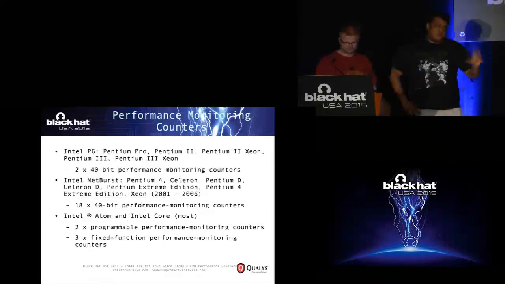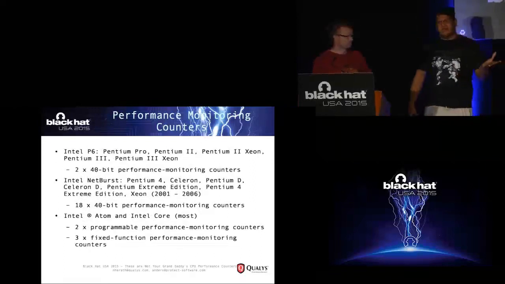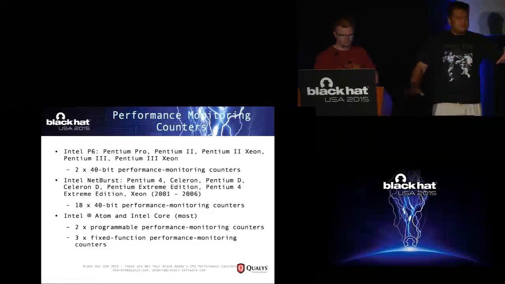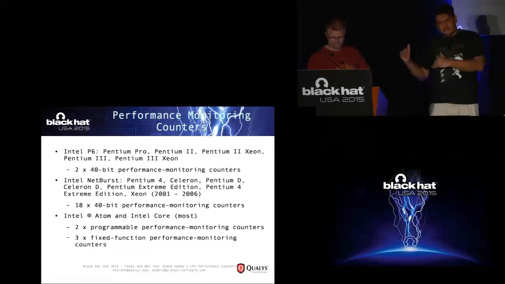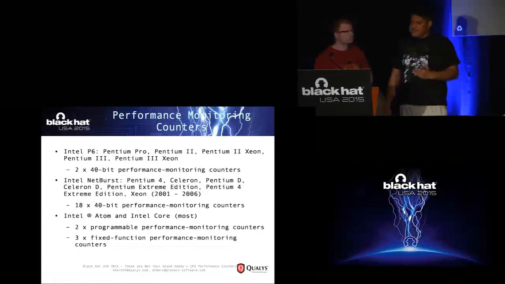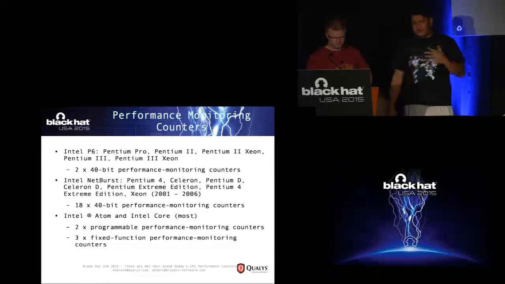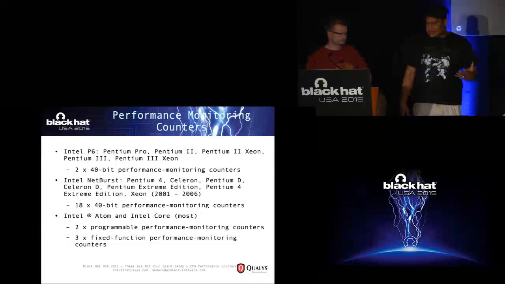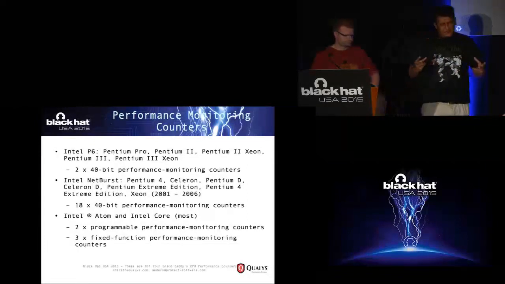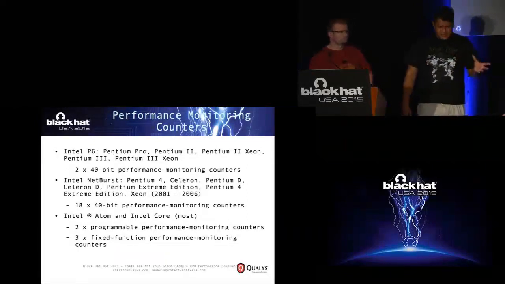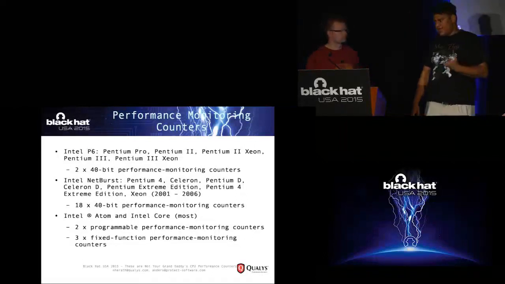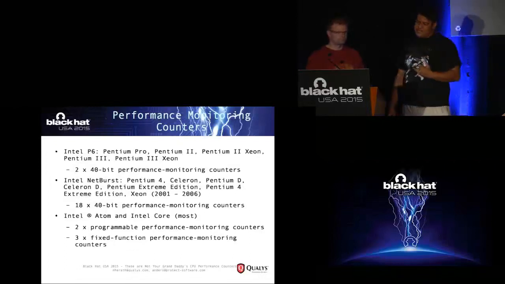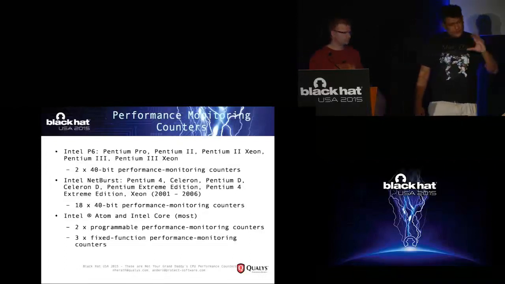And so the evolution from there gets a bit complicated because Intel changed the way these features are implemented, like to what degree these features are implemented and so on. So with the Intel P6-based processors, like the Pentium Pro, the Pentium 2, the Pentium 2 Xeons, the Pentium 3s, in these Pentium P6-based architectures, you have 2 40-bit PMCs. And on the Intel NetBurst-based architectures, you get 18 40-bit PMCs.